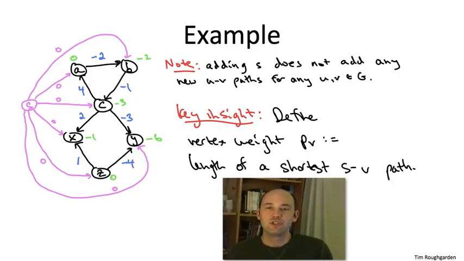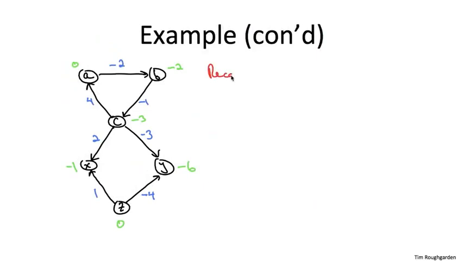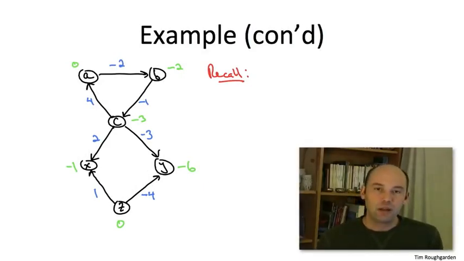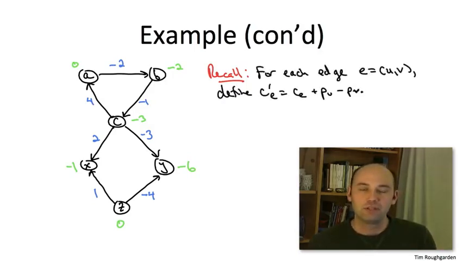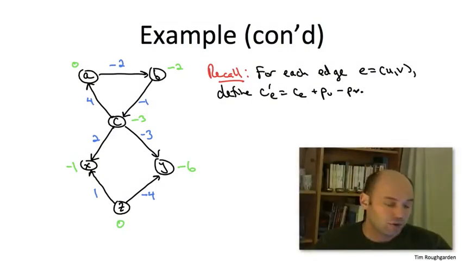What I want to do next is see the effect of reweighting using these vertex weights. So to do that, let me redraw the example. So let's recall the formula for the reweighting technique. Given vertex weights like these, you define the new length c'e of an edge e, say from u to v, as its original length ce plus the weight of its tail, p sub u, minus the weight of its head, p sub v. So let's just do this computation for each of the 7 edges.